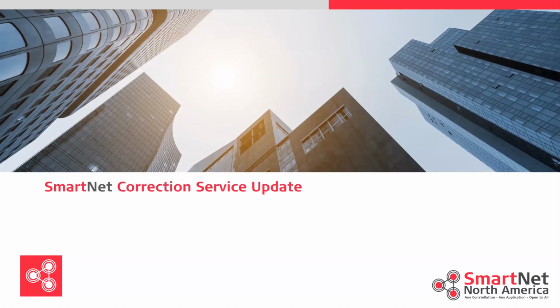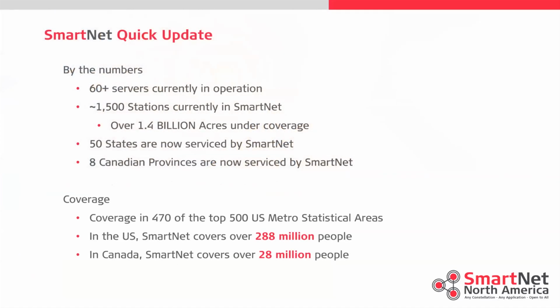So, quick correction service update. By the numbers: 60-plus servers currently in operation, over 1,500 stations now in SmartNet with over 1.4 billion acres in coverage. 50 states are now being serviced by SmartNet with 8 Canadian provinces. This means we have coverage in 470 of the top 500 MSAs, about 288 million folks in the US, and about 28 million folks in Canada. So by a lot of metrics and measures, the largest service provider on the continent.